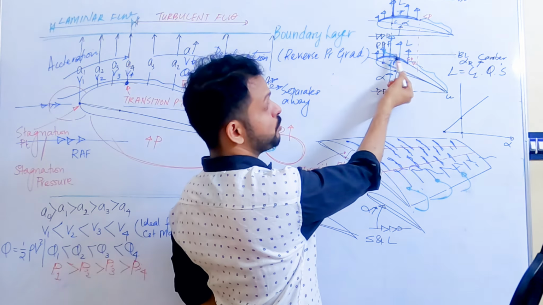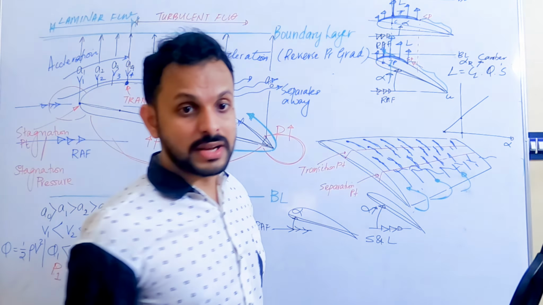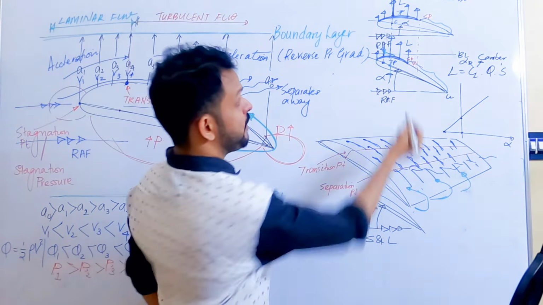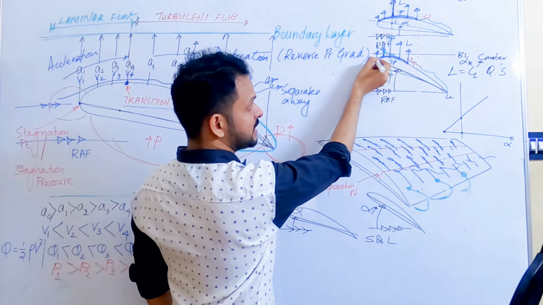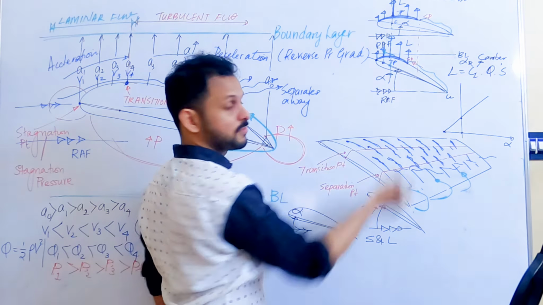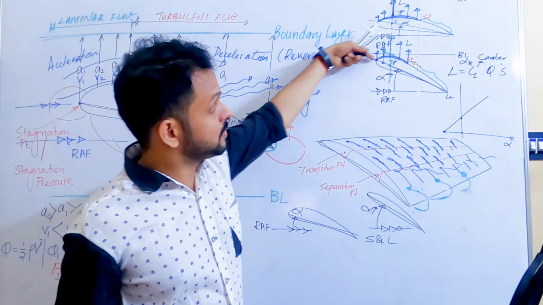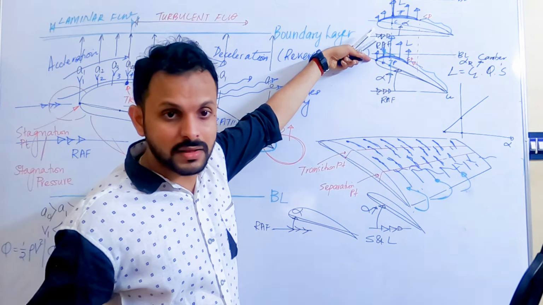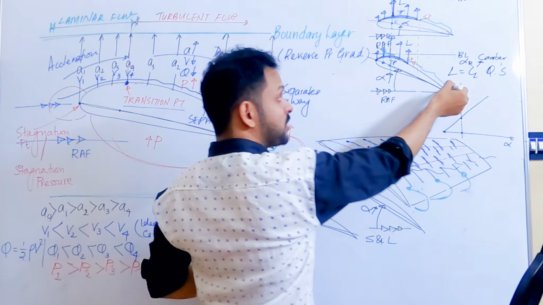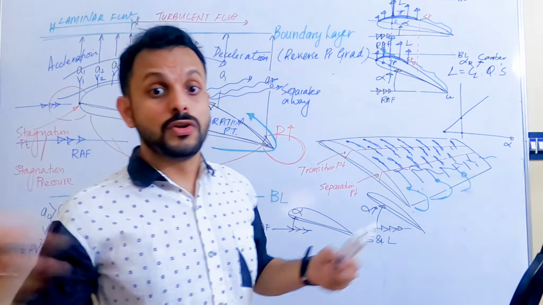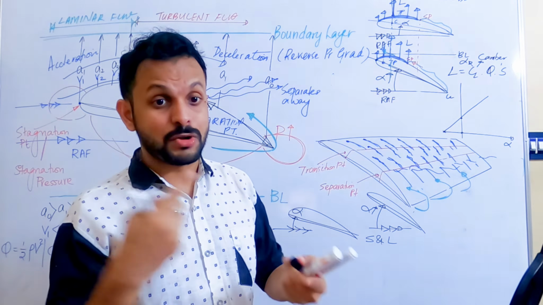transition point keeps moving towards the leading edge, and you will reach a point where this transition point or the separation point is exactly here. It reaches here as you keep increasing the angle of attack. Now, the entire top surface of the wing is not producing lift. There is a reversal in pressure gradient.